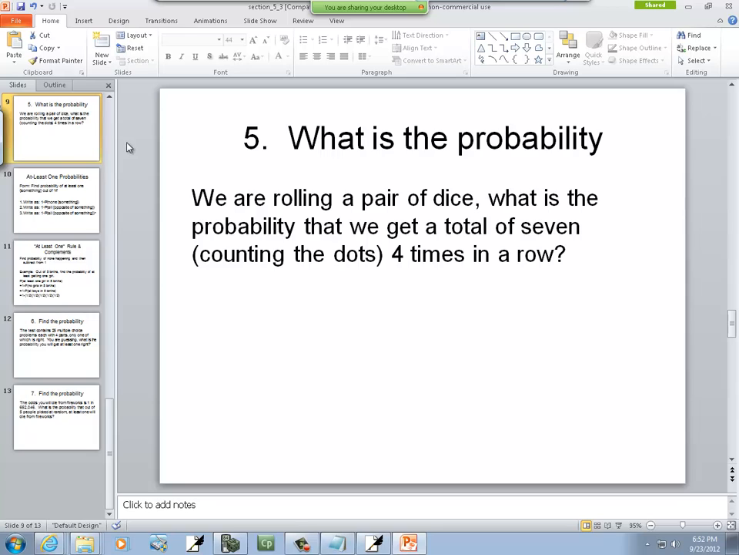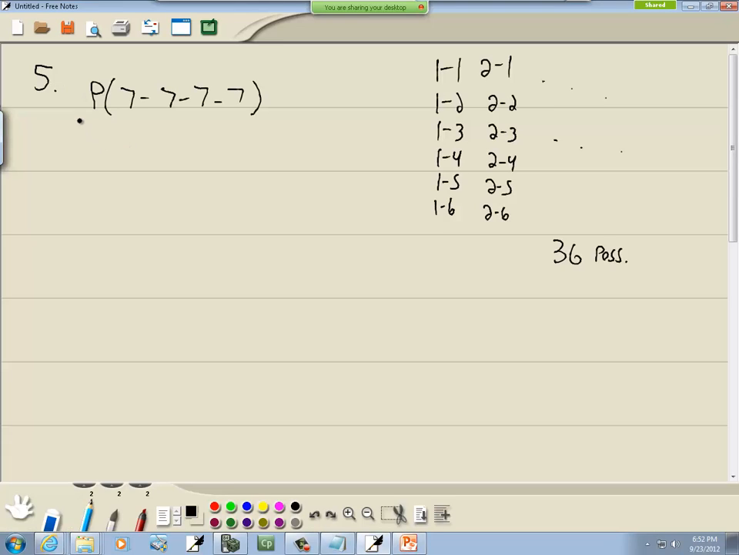We're looking at getting a total of 7, so a sum of 7. Think what could give you 7? Well, 1 and 6 would. 6 and 1 would. 2 and 5 would. 5 and 2 would. 3 and 4 would. And 4 and 3 would. Those are all the combinations that added together to give you 7. Now there's 36 total. And 1, 2, 3, 4, 5, 6 of these. So that's 1/6.